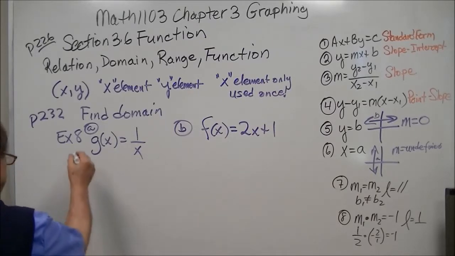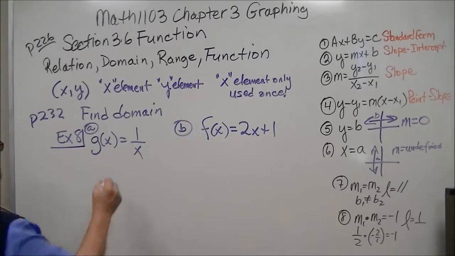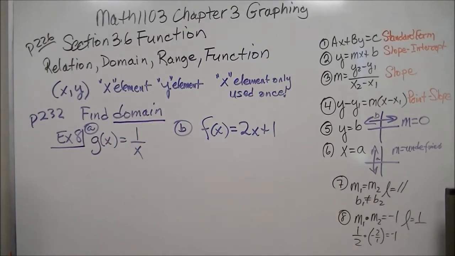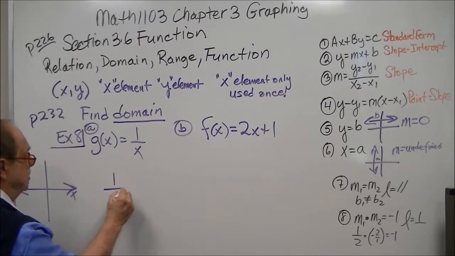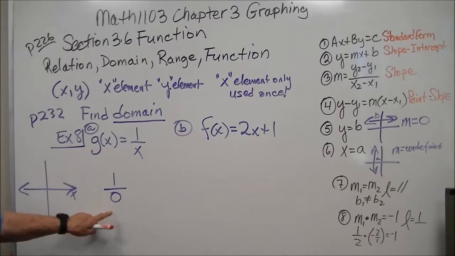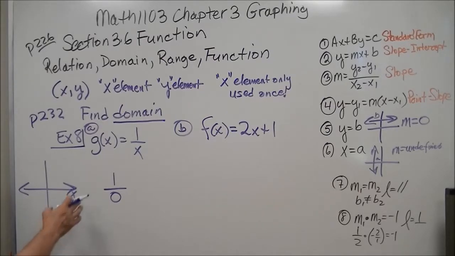For example 8, they're asking us to find the domain. Now, if you remember, we said domain were the x elements, and x's in a graph, the x-axis is this horizontal line. So they're asking us to find the domain of this function. Well, a little background is, can we ever have a number in which our denominator is 0? And the answer is no. We said that this was undefined.